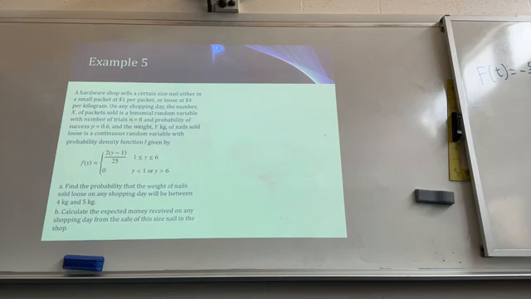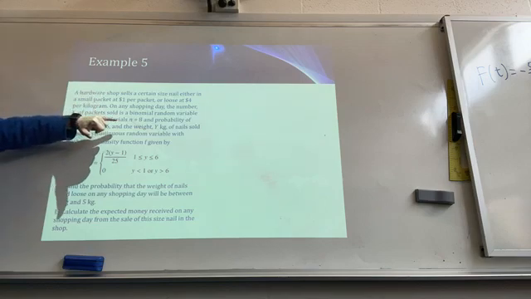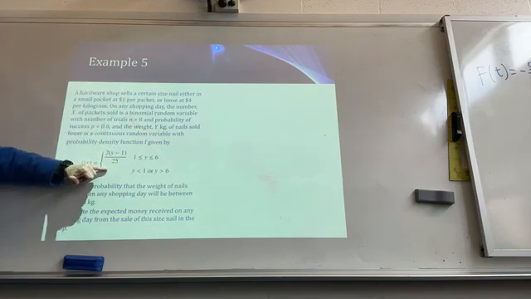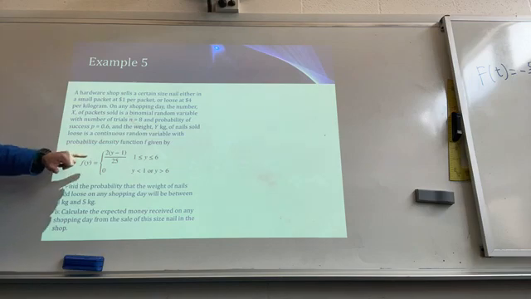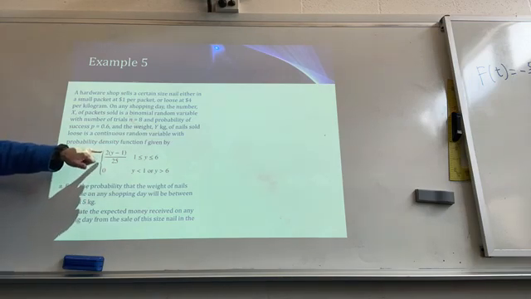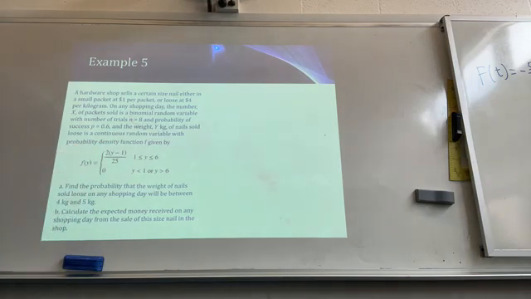All right? Now, let's start off looking at A. Find the probability that the weight of nails sold loose on any shopping day will be between 4 kilograms and 5 kilograms. All right? So here the first thing, you don't have to worry about the small packet yet. You're only worried about this Y bit. You need to integrate between 4 and 5 to find the probability that the weight of nails sold loose is between 4 and 5 kilograms. Let's try it, please.